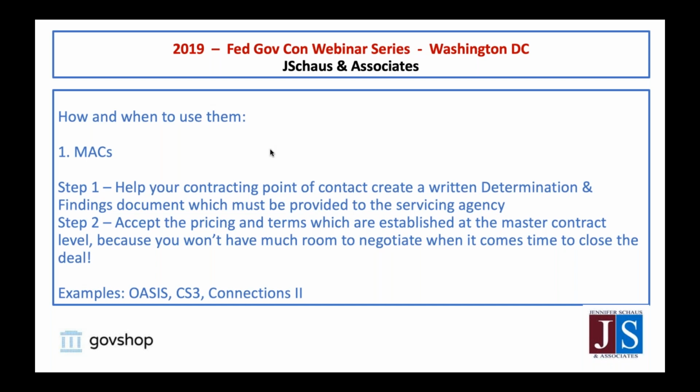Tacitly or directly, it just depends on the relationship you have with the contracting officer. A lot of times they'll say, hey, send me an email about why you think this particular multi-agency contract is the right approach. And if you're reading between the lines there, which you should be, they're basically saying, hey, I have to write a D&F for this, help me out, right? So that's a little bit of inside baseball there. So that's your first step.